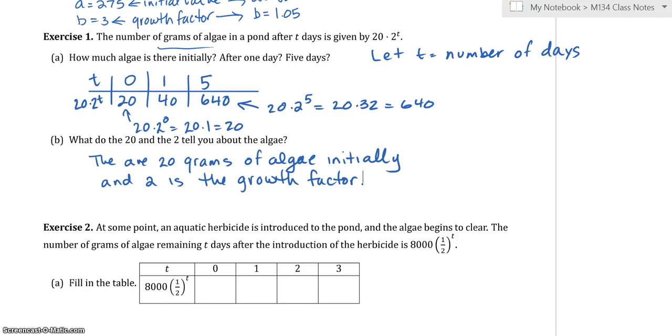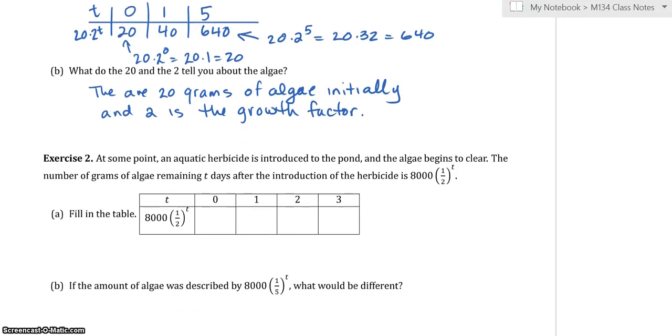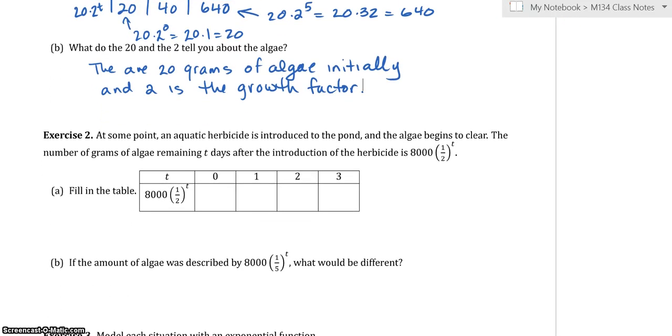So let's try exercise 2. Same idea, but now instead of a 2, we have a 1/2 there. Again, you should pause it, but let me read it first.